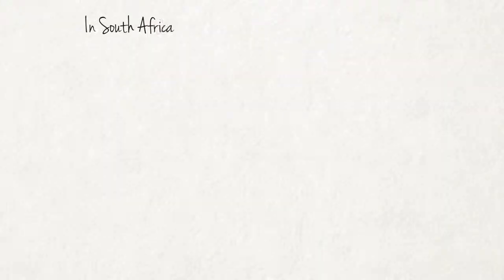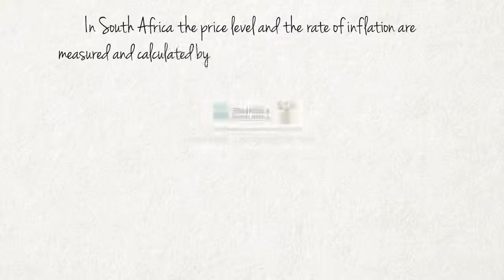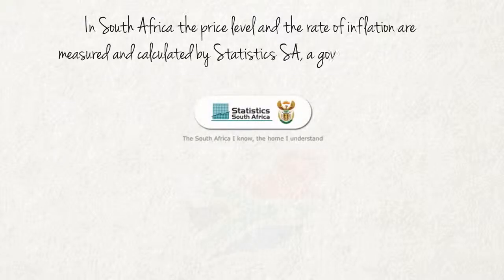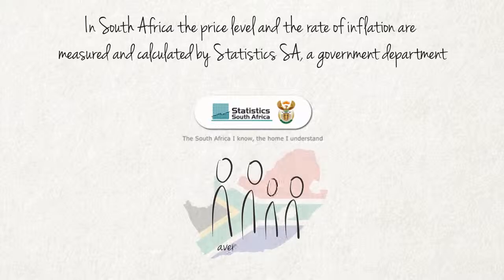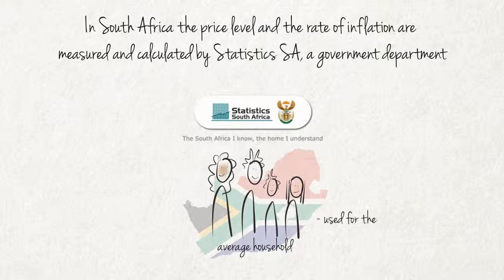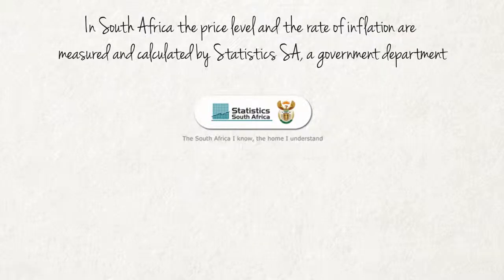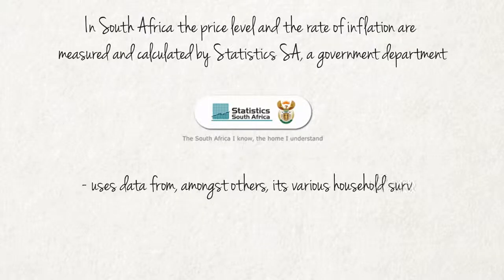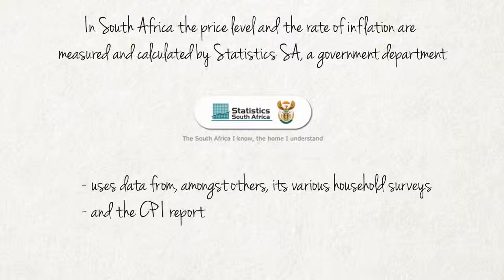In South Africa, the price level and the rate of inflation are measured and calculated by Statistics South Africa, a government department. An average household cannot be found in practice, but it is used for the measurement of inflation to calculate an inflation rate for the whole country. Statistics South Africa uses data from, amongst others, its various household surveys as well as the CPI report to estimate the average price increase in South Africa.